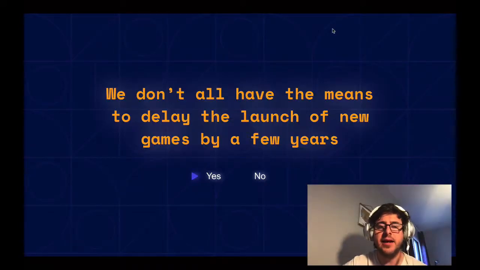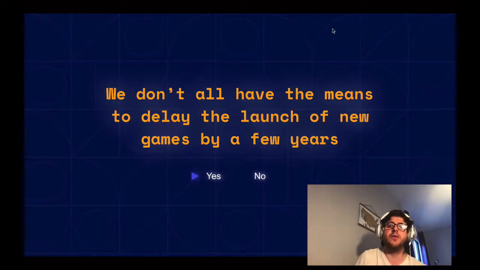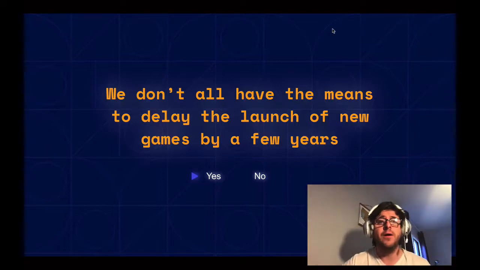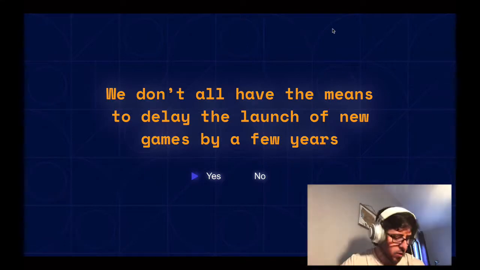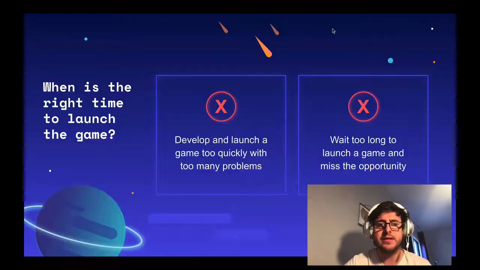But as I said earlier, we're not all Nintendo, we're not all Rockstar, we're not all CD Projekt Red. We don't have the means to delay the launch of new games by years, and so we need to figure out how to get these games live in a sensible way without causing all of these disastrous knock-on effects.